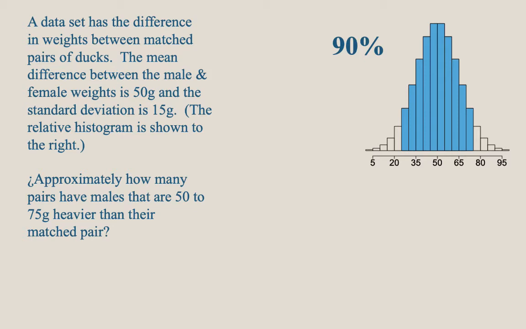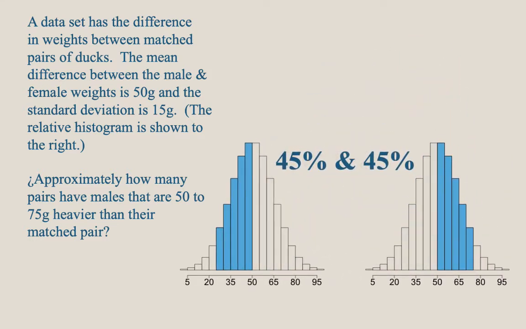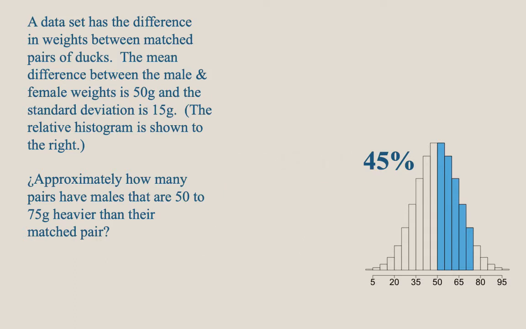But we're also going to take advantage of the fact that the normal distribution, or nearly normal distributions, are symmetric about the mean, or very nearly symmetric about the mean. That means if we cut the interval at 50, where the mean is, then we would expect half of 90 to be in the lower half, and the other half of 90 to be in the upper half. So in other words, between 25 to 50, there's about 45% of the data, and from 50 to 75, there's also about 45% of the data. And that gives us the answer we're looking for. Approximately 45% of the pairs have males that are 50 to 75 grams heavier than their matched pair.